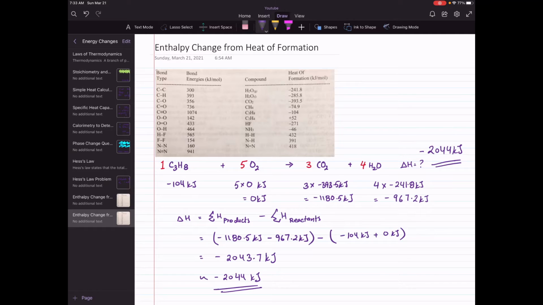I hope this lesson was useful in understanding the process of how to calculate the enthalpy change from heat of formations.